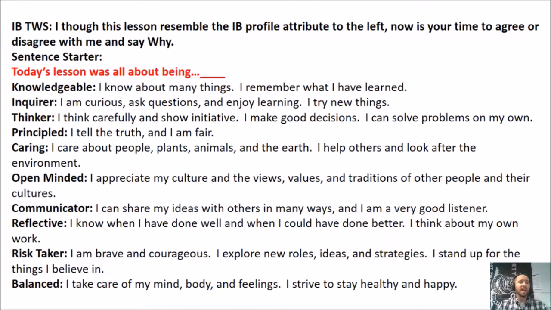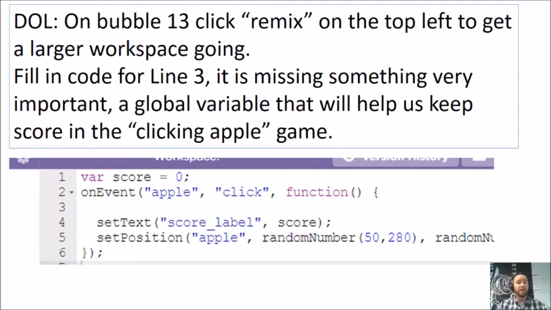When you're all done with that, you have an IB connection to make. So based on this lesson, what do you think, which attribute is most reflective of this lesson? And your DOL is, once you get to bubble 13, I want you to click Remix at the top left to get a larger workspace going. And you're going to fill in code for line 3. It is missing something very important, a global variable that will help us keep score in the clicking apple game.